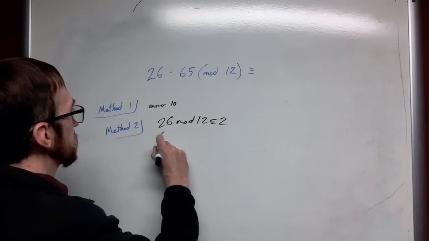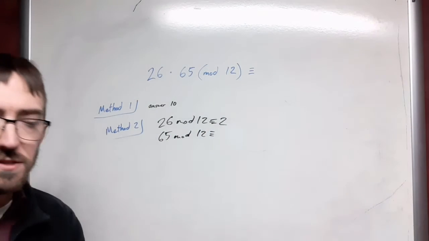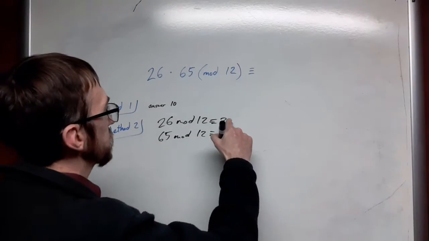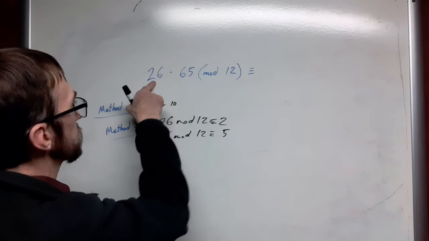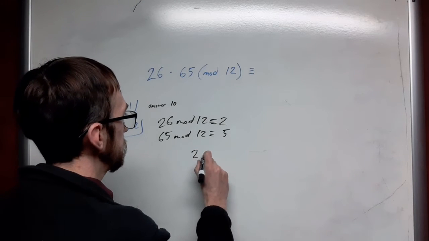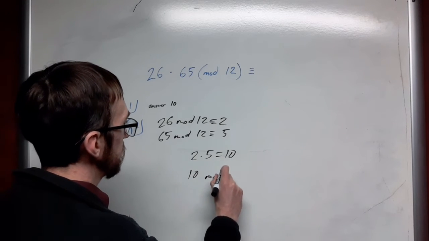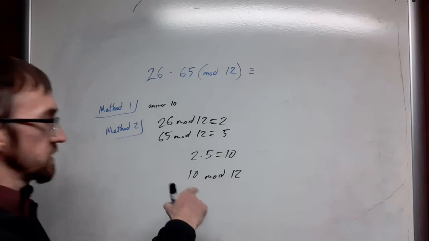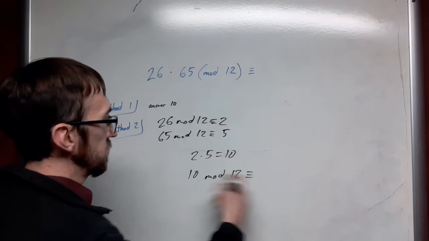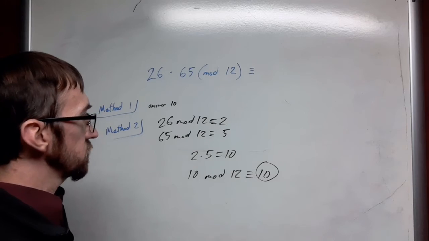We also want to look at 65 mod 12 and determine what that is congruent to. So this is going to be congruent to 5. So now we're going to look at 2 times 5, because this is congruent to 2, this is congruent to 5. 2 times 5 is 10. And 10 mod 12, we need to check this. Since this number is smaller than our modulus number, it's going to be congruent to the number we started with, so this is 10. 10 is our solution here.